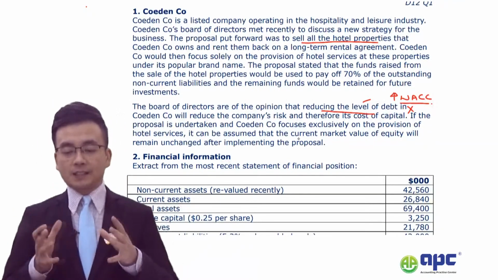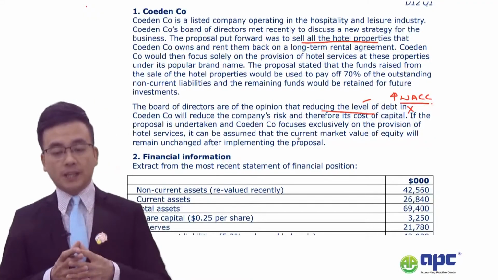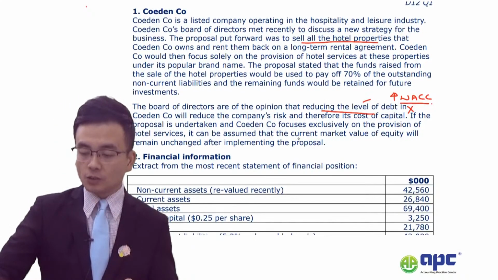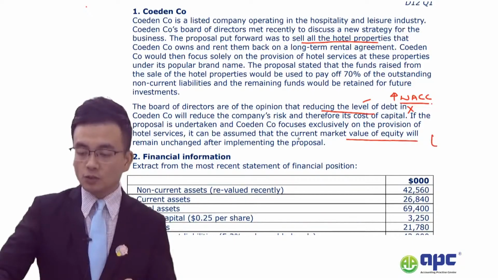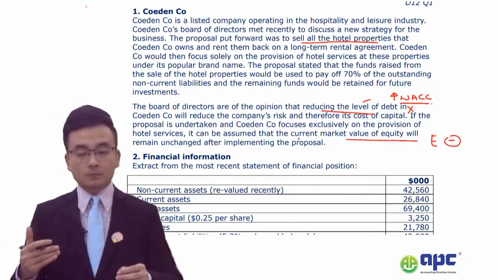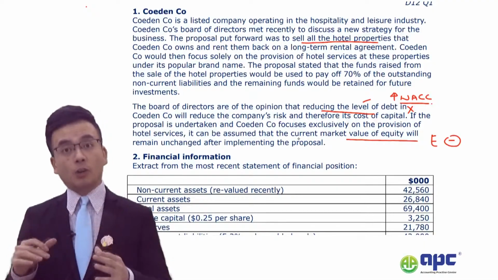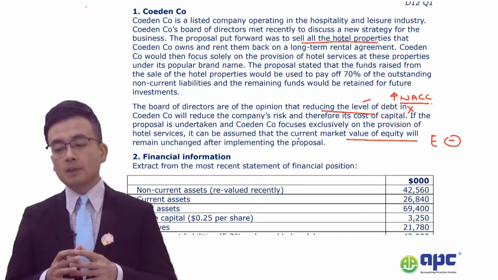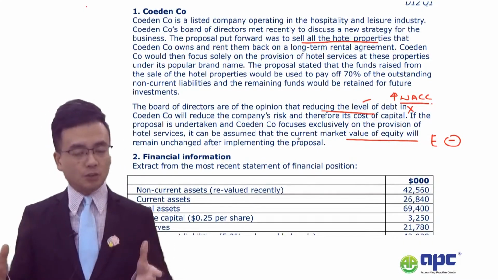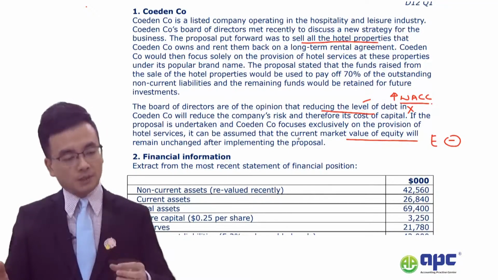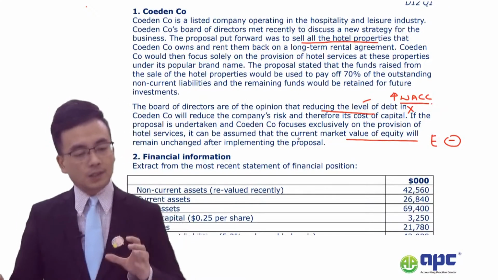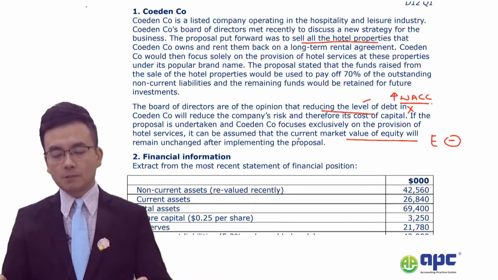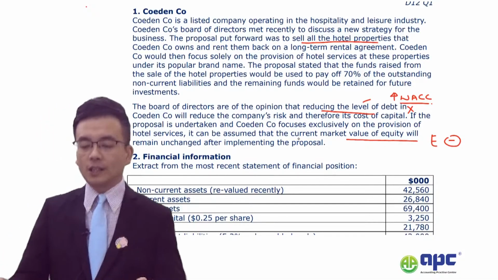If the proposal is undertaken, the company focuses solely on the provision of hotel services, and the current market value of equity remains unchanged. Okay, so E remains unchanged before and after the proposal. But this is a critical assumption that the question makes, although it's not particularly correct in some way, because the market value of equity will certainly change. So you can state that assumption, because in the question it says, briefly explain any assumptions made. That could be one of the points that you can mention in your answer.